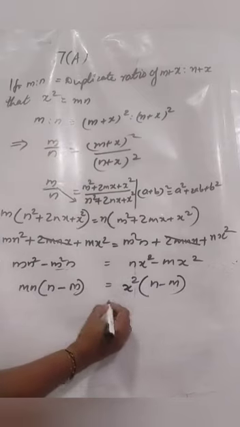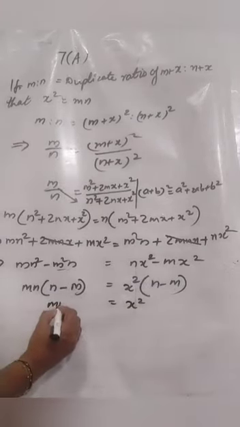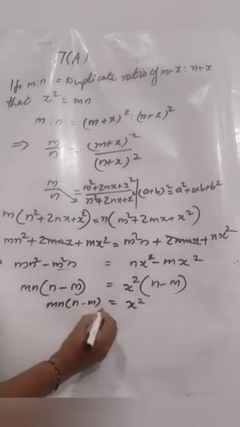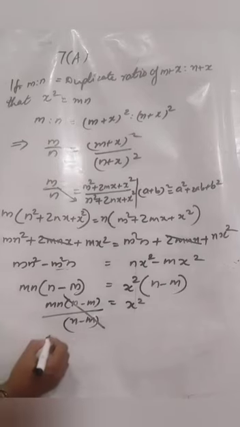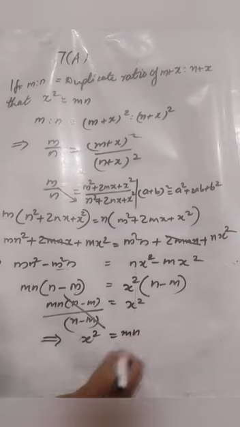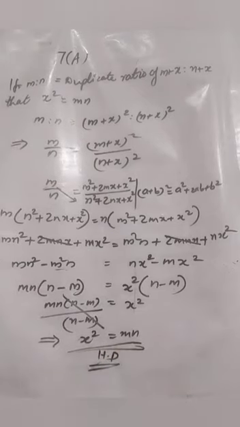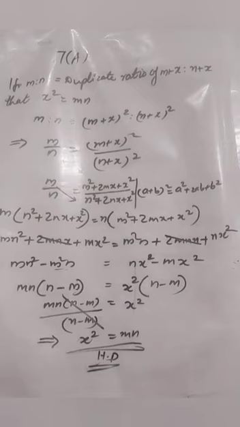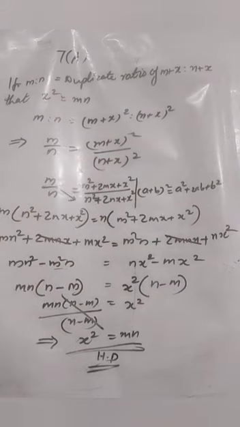Now x square equal, we can divide this n minus m to the left side, mn into n minus m divided by n minus m. That is x square equal to mn. Hence we proved x square equal to mn. This is the solution. Just apply duplicate ratio of m plus x and n plus x here and cross multiply and write the like terms together and take out the common factors to get the solution.